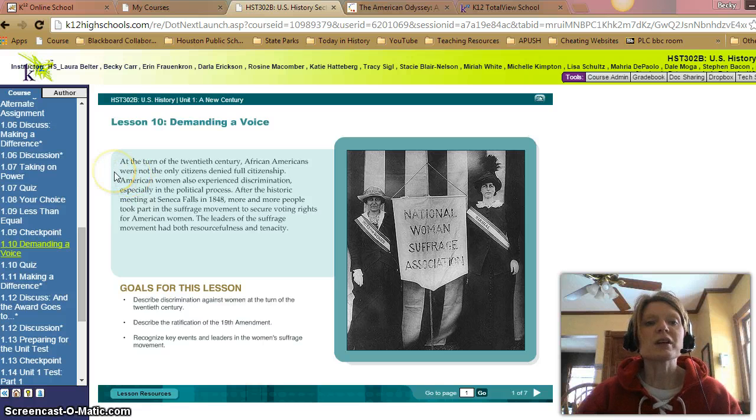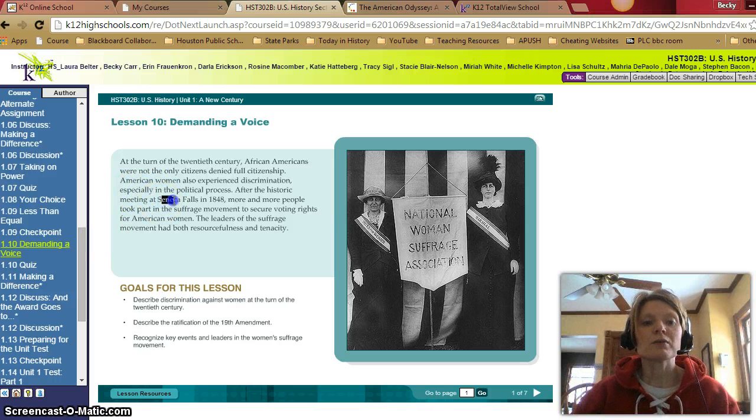At the turn of the century, African Americans were not the only citizens denied full citizenship. American women also experienced discrimination, especially in the political process. After the historic meeting in Seneca Falls in 1848, more and more people took part in the suffrage movement to secure voting rights for American women. The leaders of the suffrage movement had both resourcefulness and tenacity.